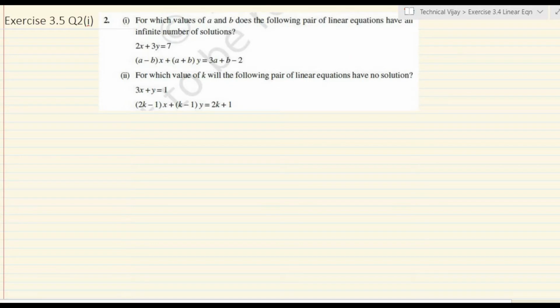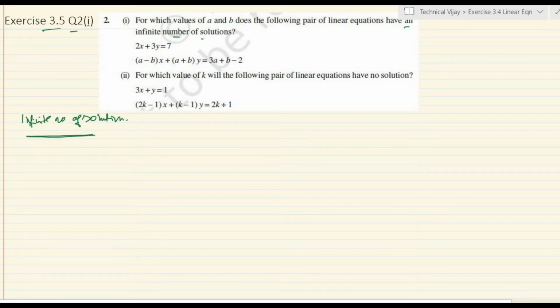So welcome students, exercise 3.5. In that question number 2, for which values of a and b does the following pair of linear equations have an infinite number of solutions? So here infinite number of solutions means this condition will exist when two lines are coincident, one above the other.